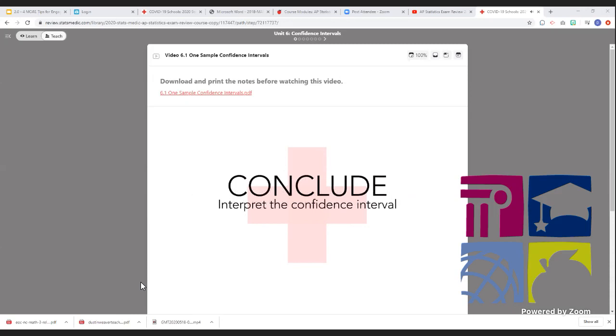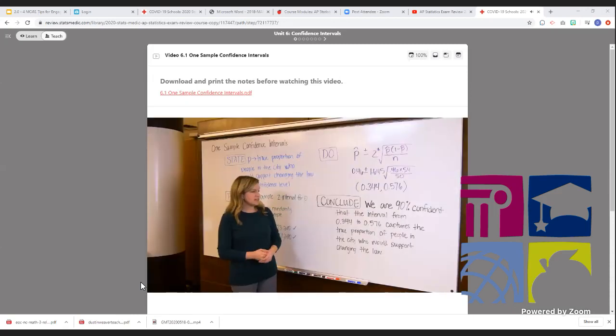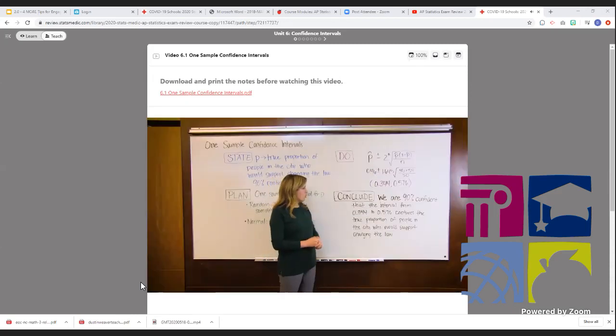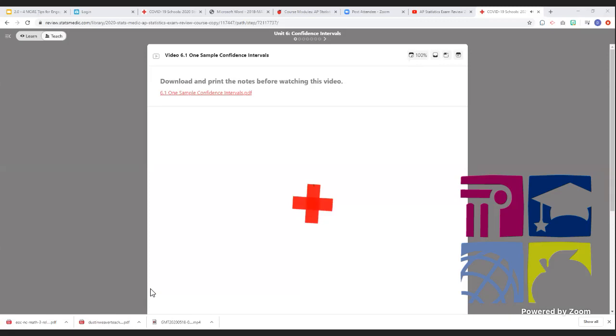And then last, we'll conclude. So we are 90% confident that the interval from 0.344 to 0.576 captures the true proportion of people in the city who would support changing the law.